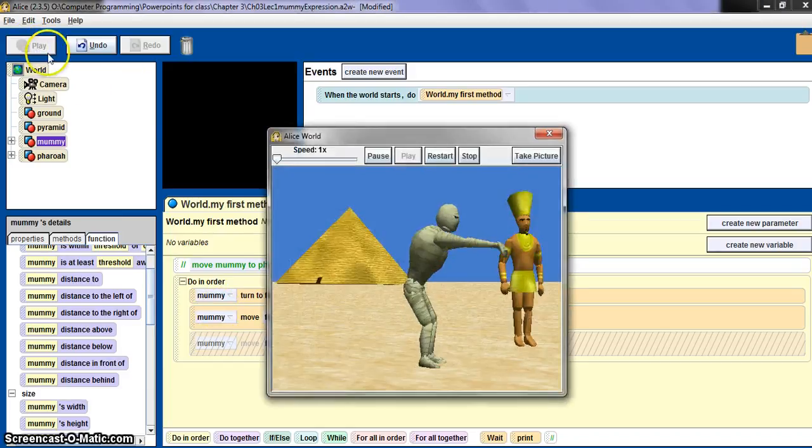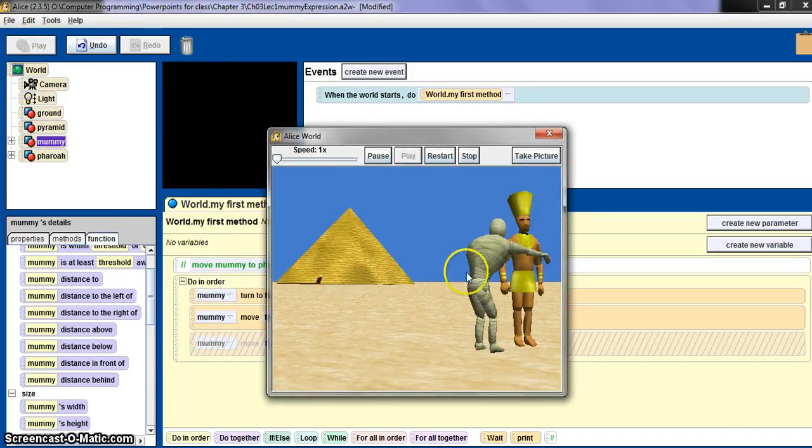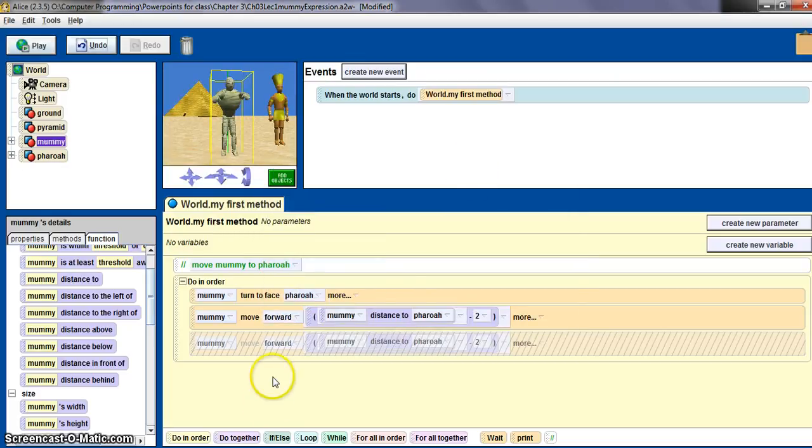Okay, so if I hit play, watch what happens. He turns and it's a little bit less. So yeah, it works, but again, it's not so elegant. So how can we make it elegant?